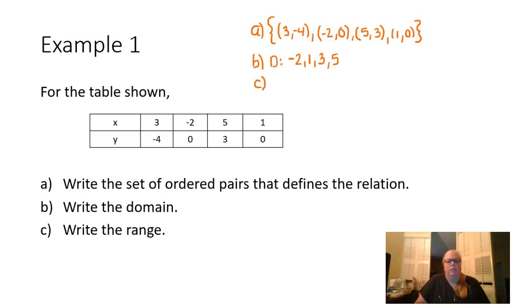Part C is asking us to list the range. This is just the set of y values in our ordered pairs. In this case, it'll be the bottom row. And the range consists of negative 4, 0, and positive 3. So when an element repeats itself like 0 did, we only have to list it the one time as being in the range.